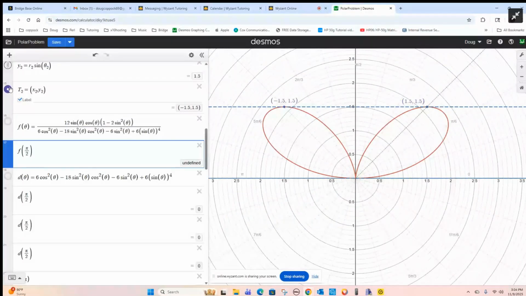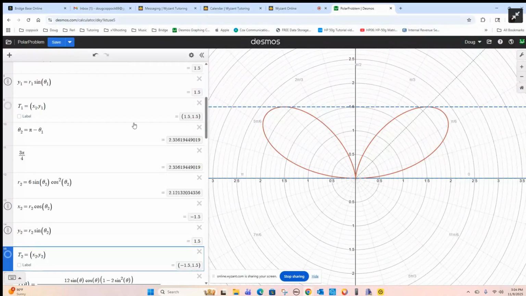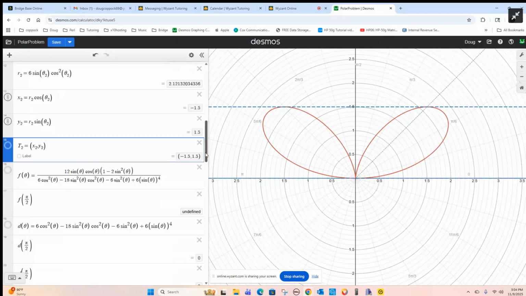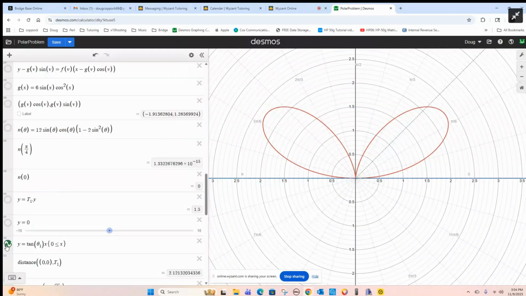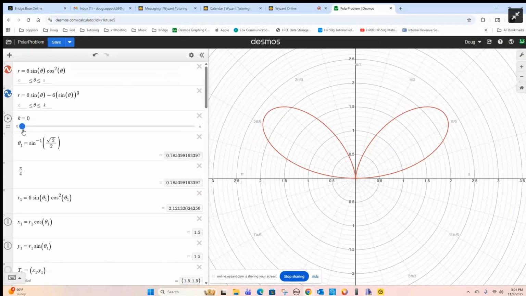And let me get rid of some of this stuff right here. I wanted you to see how this graph gets traced out. So let me get rid of those horizontal tangent lines. If I use this variable k to graph the same polar equation, we can see it getting traced out.